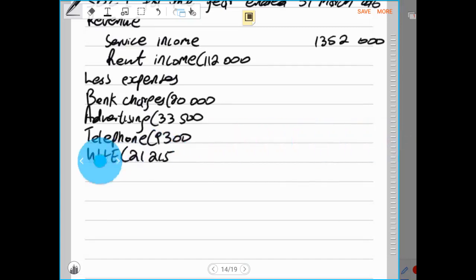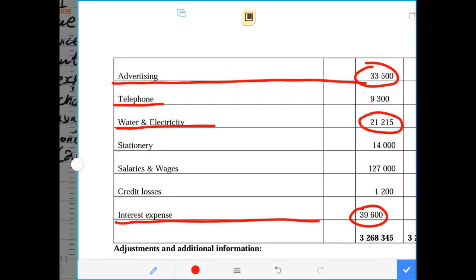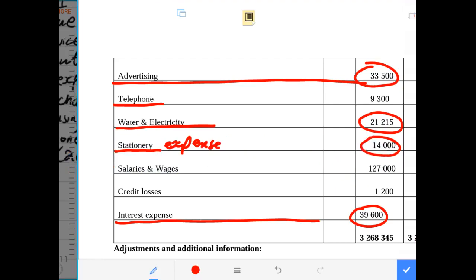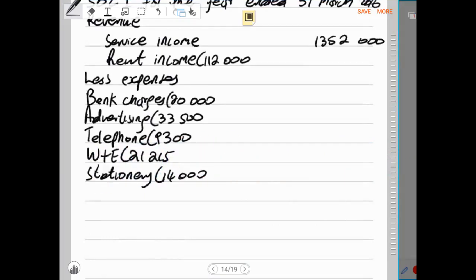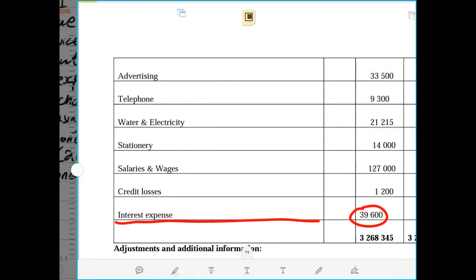Then after we have our stationery expense. This is stationery expense. Take note of that. It is 14,000 rands. So we record our stationery expense as 14,000 rands. Just recording all the amounts that you see in the trial balance that are to be recorded in the income statement.